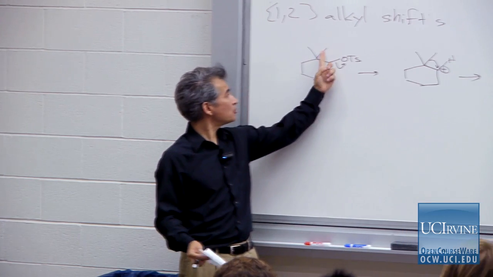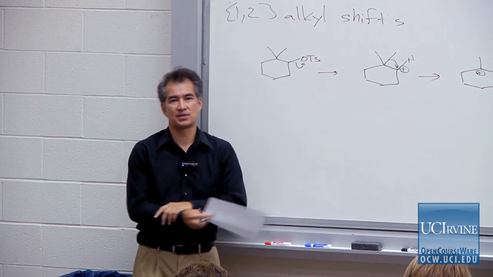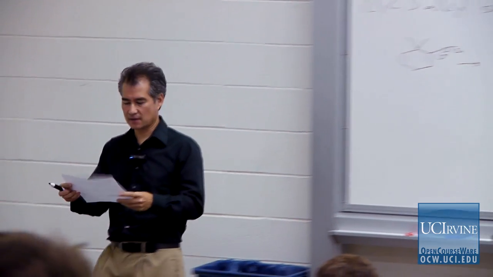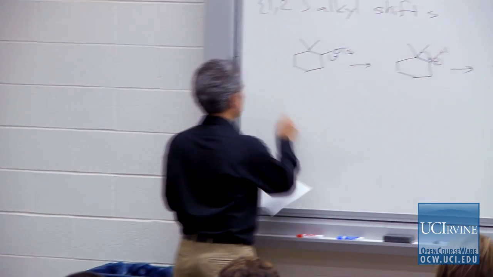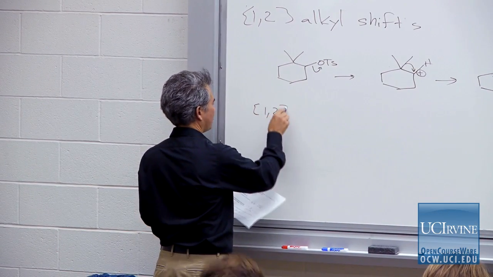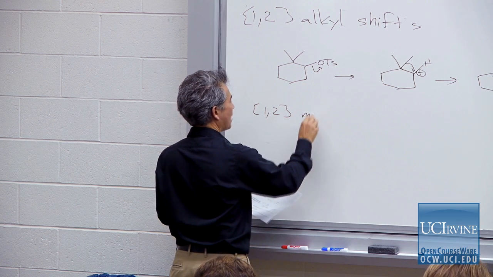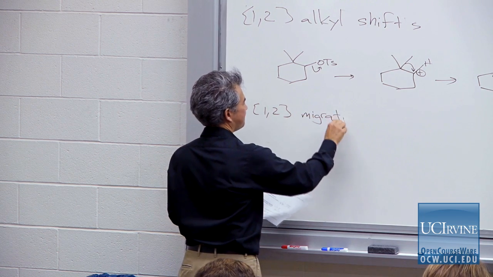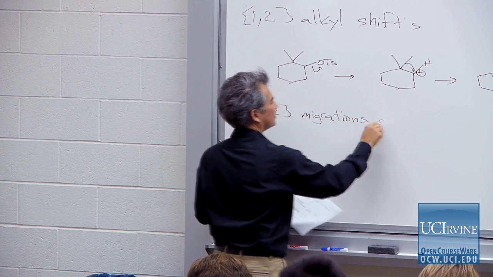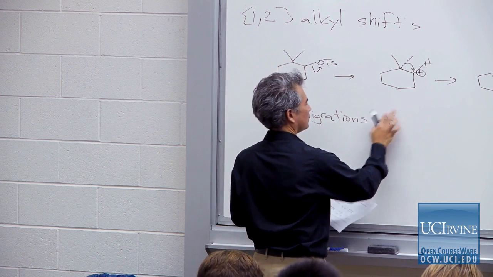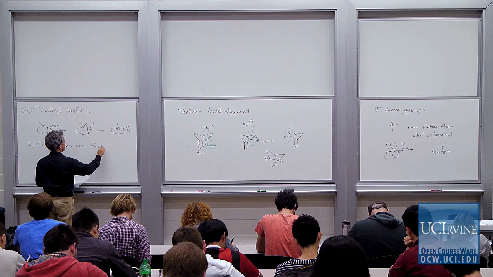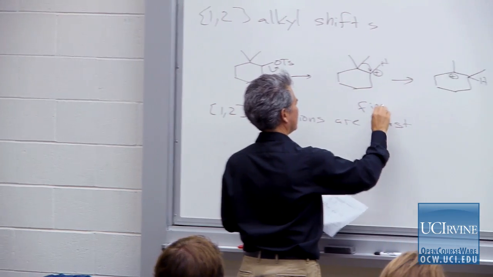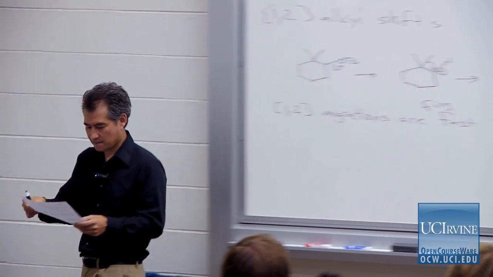So both methyl groups and hydrido groups can migrate and give you 1,2 shifts. Alkyl migrations tend to be faster. Let me just say this and get it right out there. 1,2 alkyl migrations to carbocations are fast. Very fast.